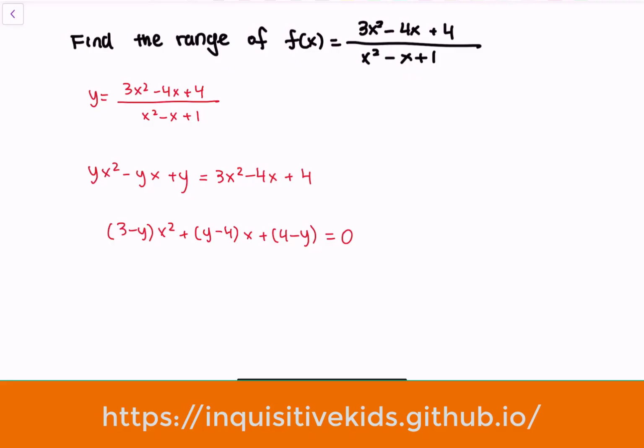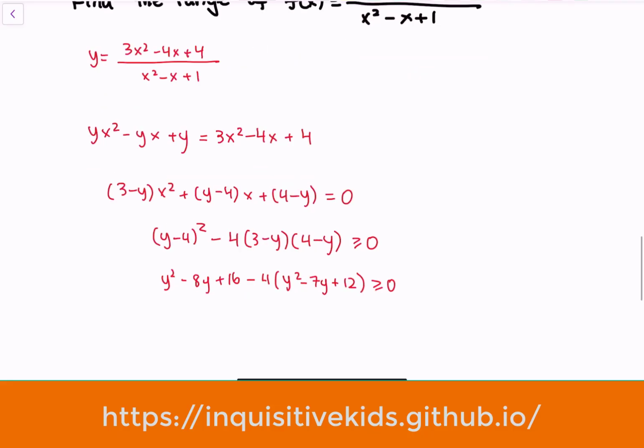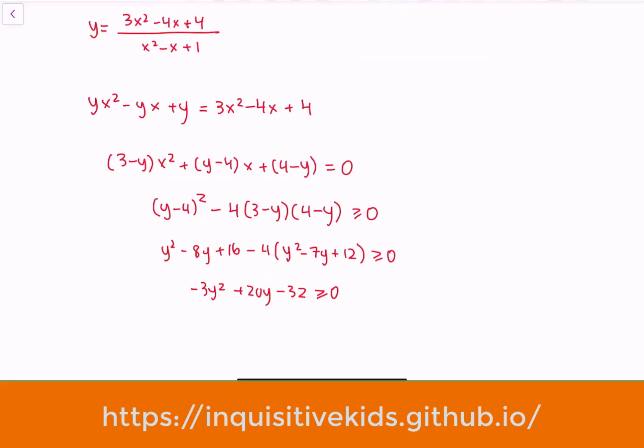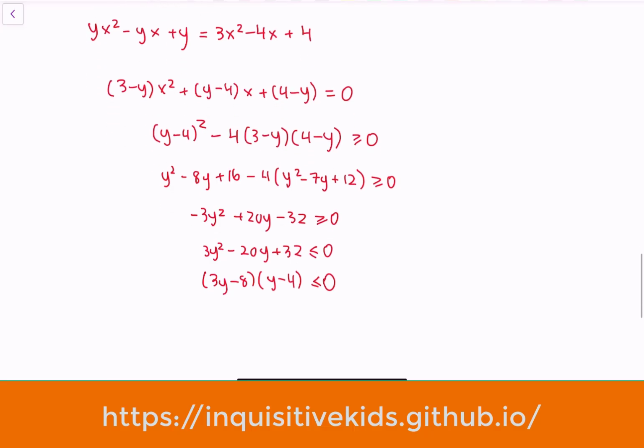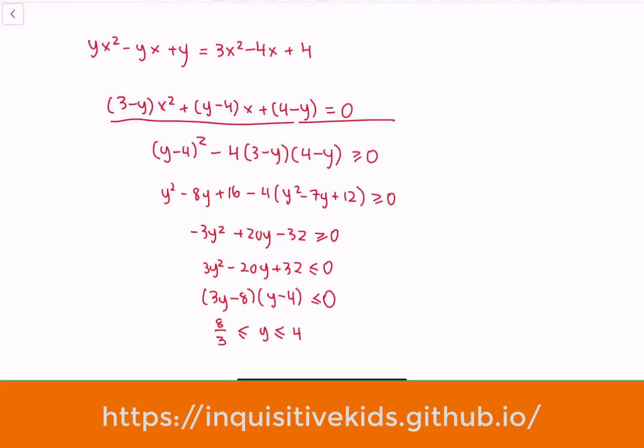And using the discriminant, we know that the middle coefficient squared minus 4 times the first and last coefficients must be greater or equal to 0 in order for this quadratic to have a real solution. Now we can simplify further. Let's divide -1 on both sides. Now we can factor. From this inequality, we can see that y must take a value from in between 8/3 and +4 inclusive.